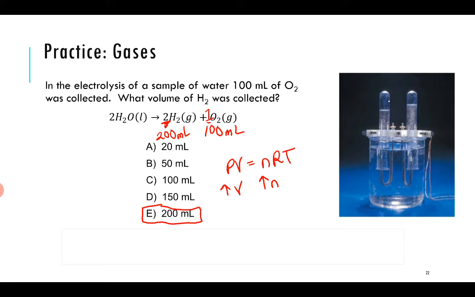And if you look at the 2 containers, this is a setup for the electrolysis of water, you can tell that one of the test tubes has a higher volume of gas inside. And so now we know that must be the H2 side, and the other side must be the O2 side.